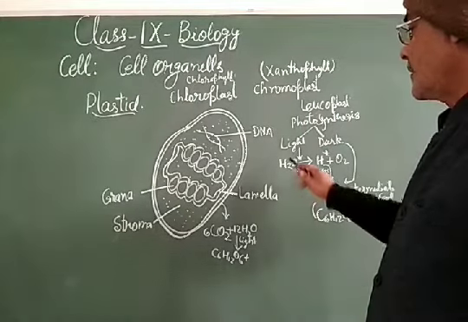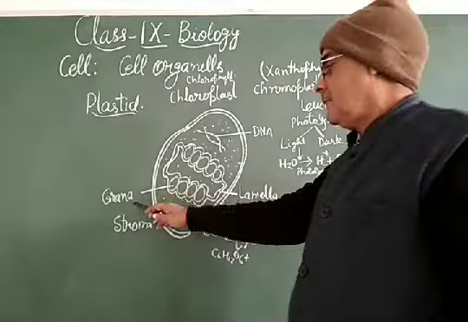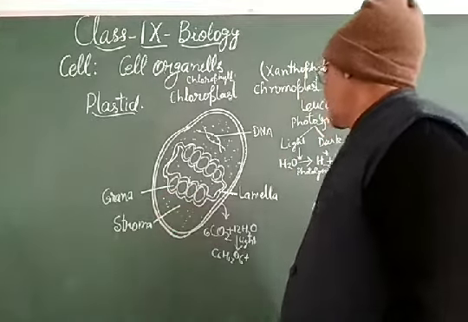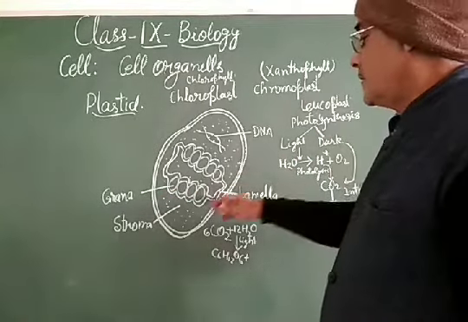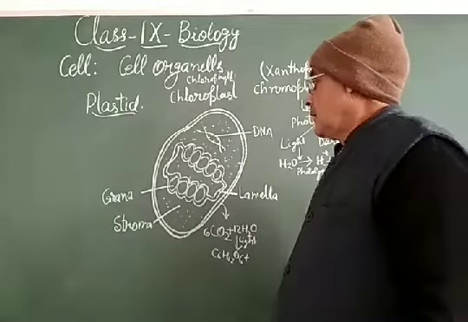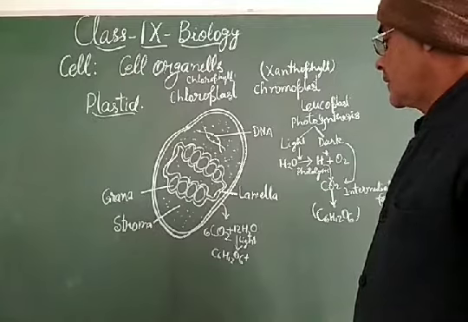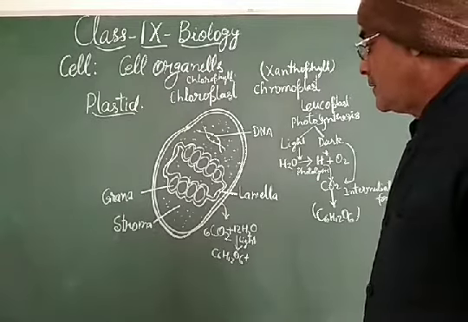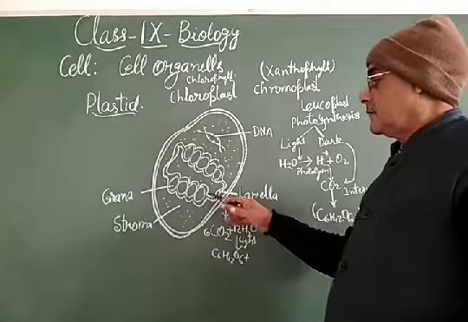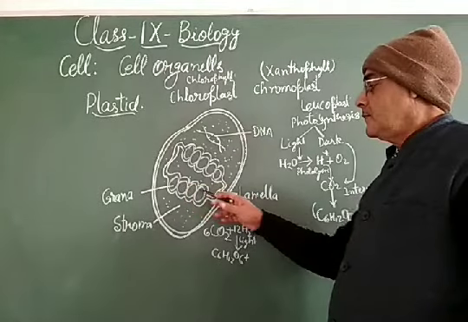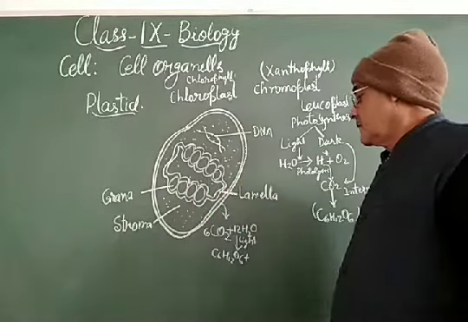Where does the light reaction take place? The light reaction takes place in the grana. And where does the dark reaction take place? The dark reaction takes place in the stroma, in the night. What is the function of lamella? Lamella combines the different grana which are arranged in a sequence.